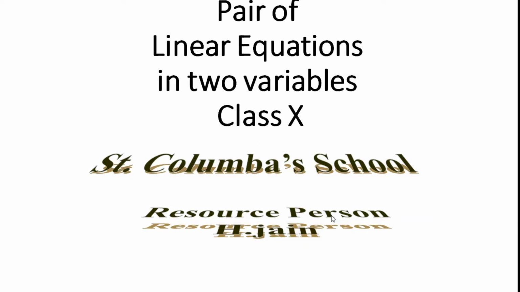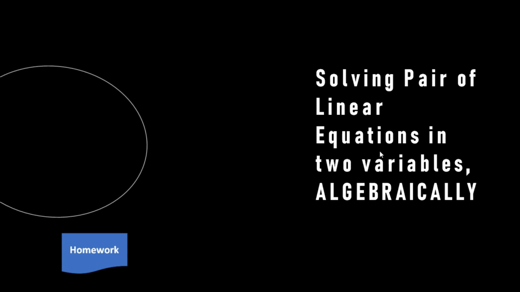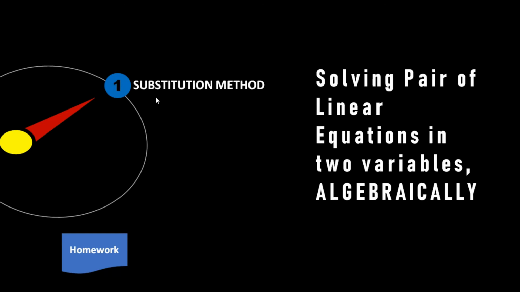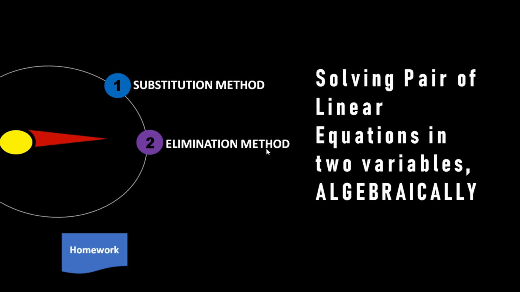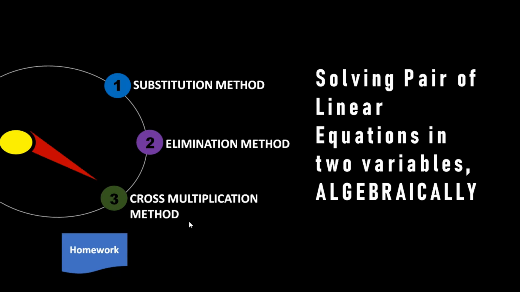After having covered the graphical solution for the pair of linear equations in two variables, now we are going to solve the pair of linear equations in two variables algebraically. Now this can be done with various methods. The first one is using the substitution method. Second, using the elimination method. Third, using the cross multiplication method. So these are the three methods that can be used for solving any pair of linear equations in two variables.